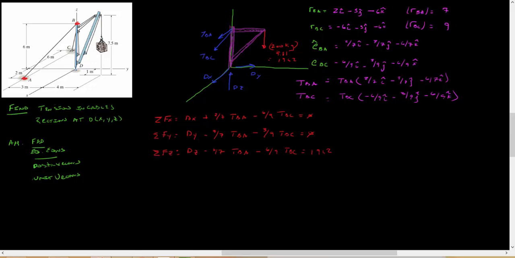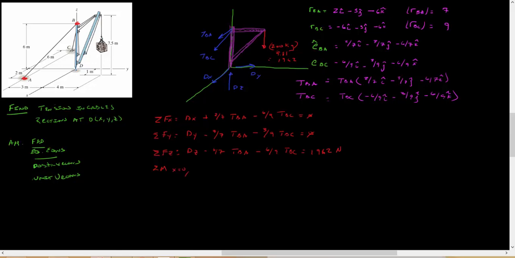And remember, I could subtract that. It would be minus 1,962 newtons, or I can just take it to the other side right away, which would be positive 1962 newtons. Okay, now let's go ahead and sum my moment about the x-axis.